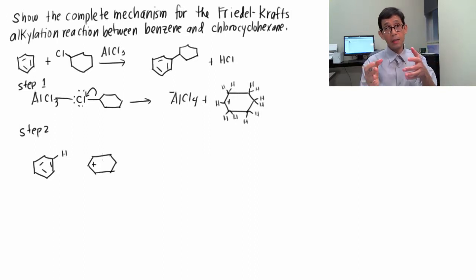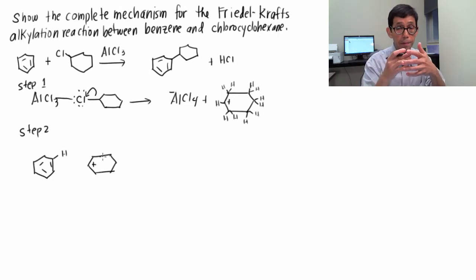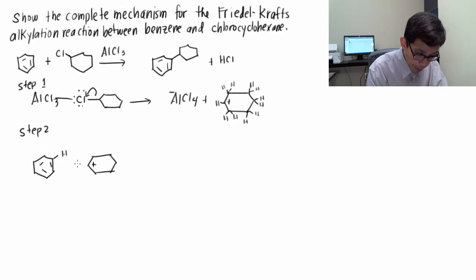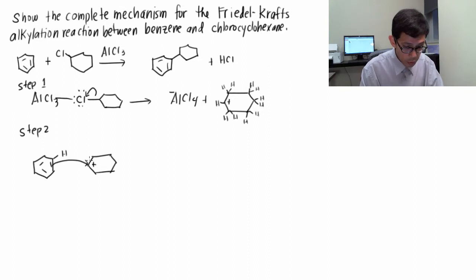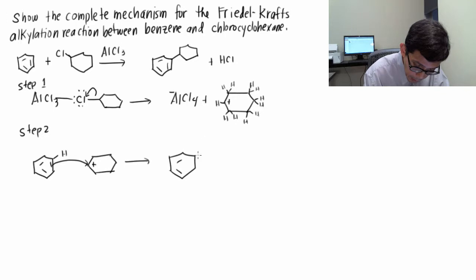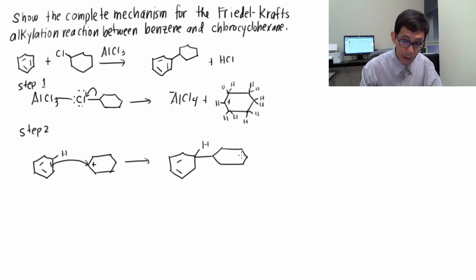Even though benzene is aromatic, it doesn't want to react. It's going to grab that highly reactive carbocation. So that pi bond there attacks the plus charge on the carbon, and this is what you get. Now at this carbon you have an H, and at this carbon now you have a covalent bond to the cyclohexane.